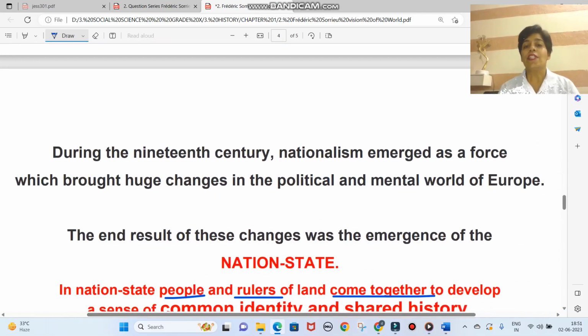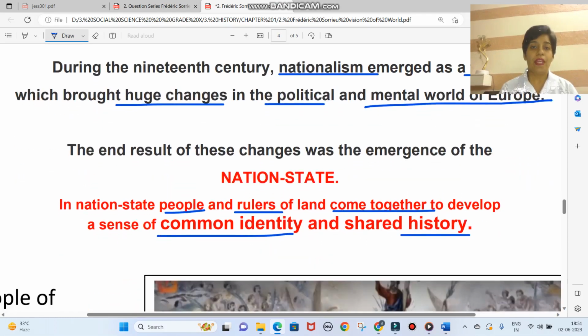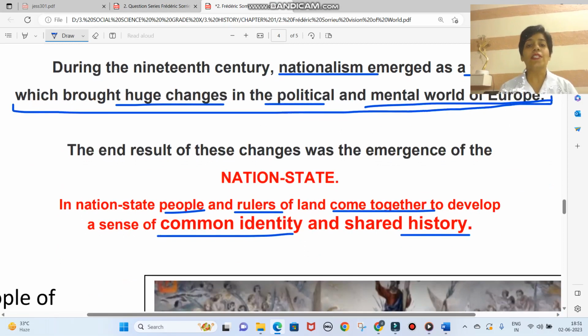During the 19th century, nationalism emerged as a force which brought huge changes in the political and the mental world of Europe. And what did it all result in? It all resulted in the changes which came to Europe, that is the emergence of nation states.